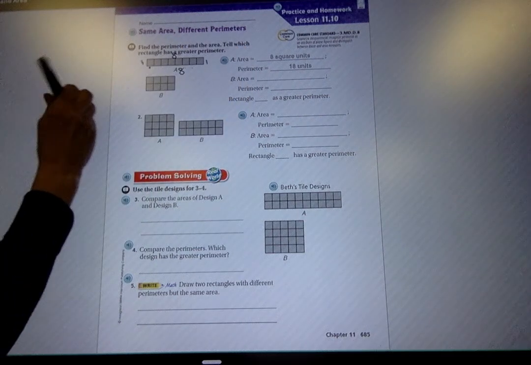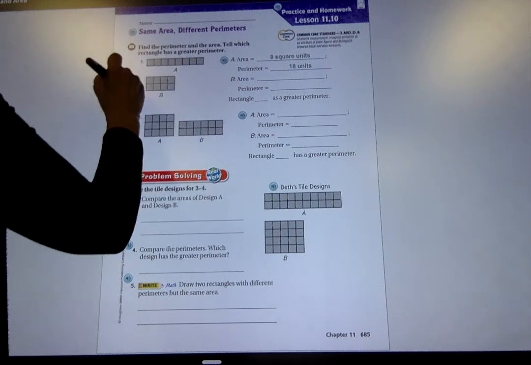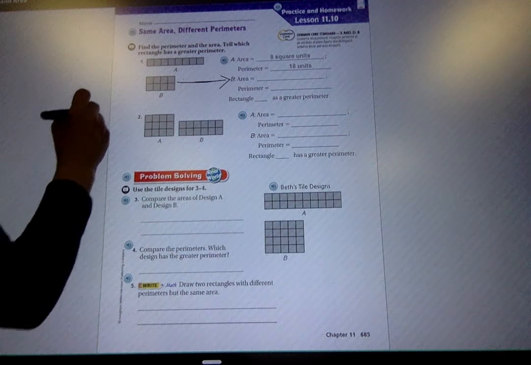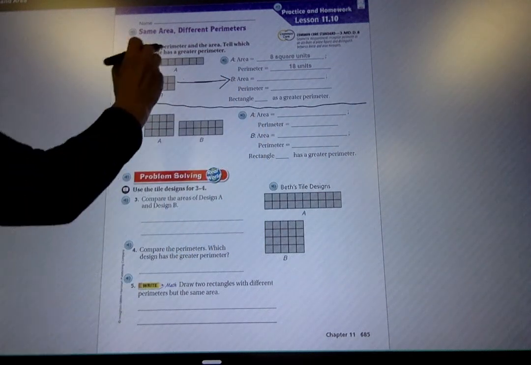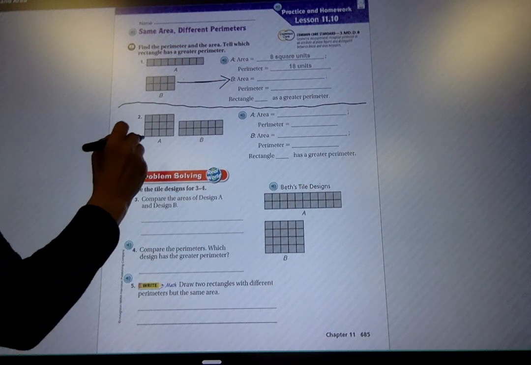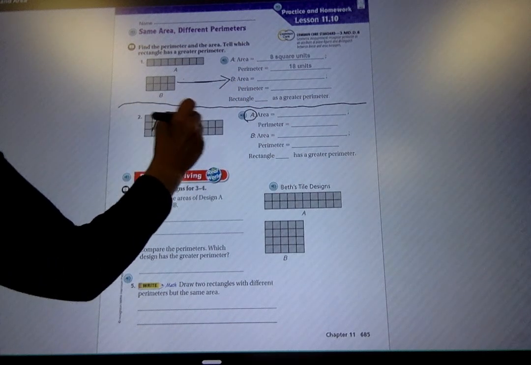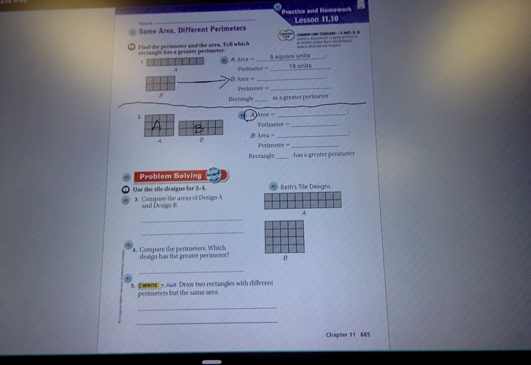Okay? You're going to do the same for B. That's this one. And then you're done with this part. You're going to answer which one, A or B, has the greater perimeter. Then you're going to do the same thing here. This is letter A, this one, and this is B. Same thing. Now it says use the tile designs for 3 and 4.